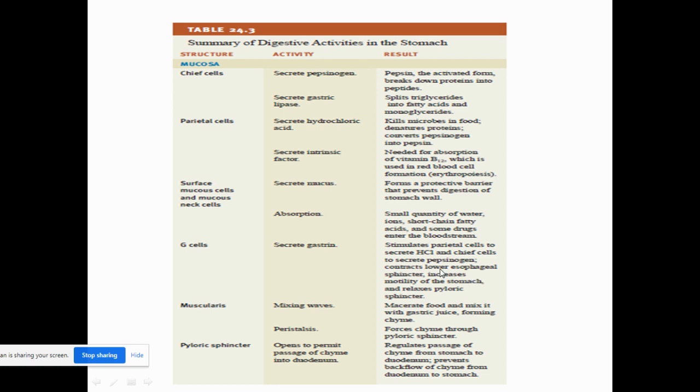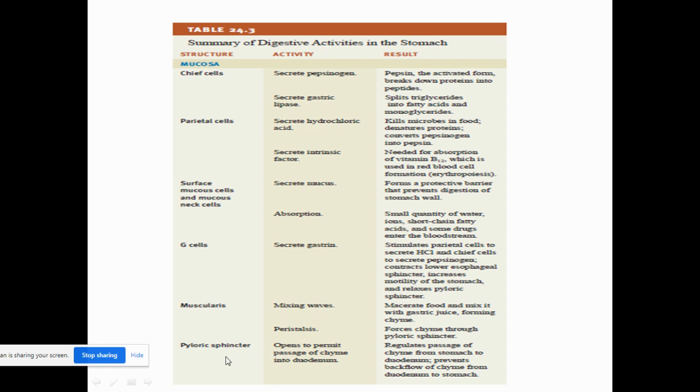It contracts the lower esophageal sphincter and it opens the pyloric sphincter to release the contents into the duodenum. It increases the motility of the stomach, the mixing, churning action, converting the food into liquid form. Next is the muscularis. We have seen there are three kinds of muscles: longitudinal, circular, and oblique. They help in the mixing function of the stomach, macerating the food and mixing it with the gastric juice, forming the chyme. It also has peristaltic function where it forces the chyme through the pyloric sphincter, pushing the food into the duodenal region.